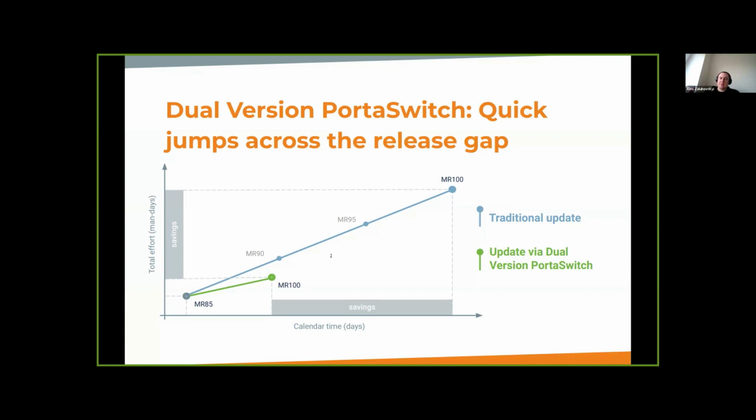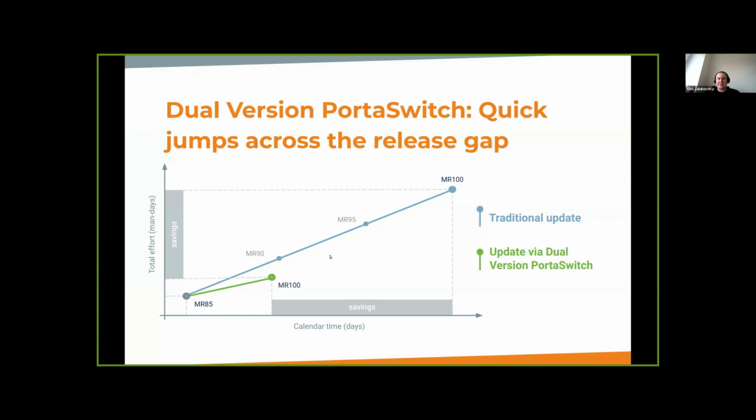To make a long story short, dual version is a way out for those of you who are stuck for some reason on an outdated PortaSwitch version. The main goal of our dual version solution is to provide a quick and painless rollout of new PortaSwitch software versions. And quick means that you need only a single jump to update from, let's say, MR85 to MR100.